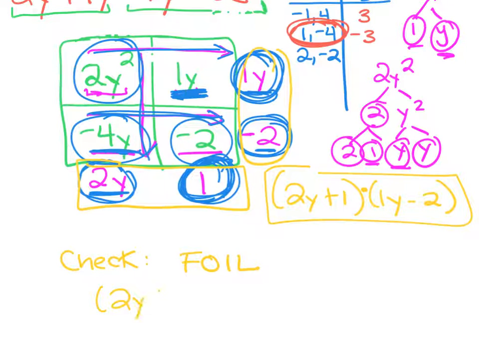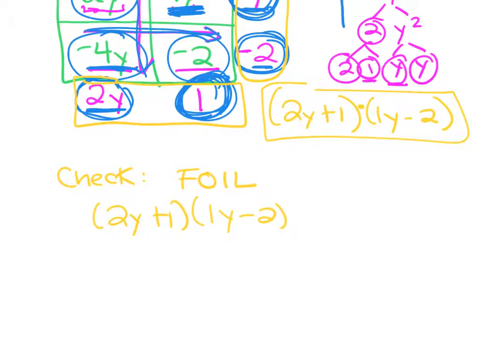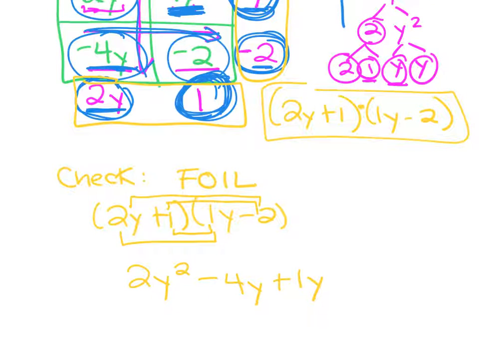If I take 2y plus 1 and 1y minus 2, and I FOIL that out, we can go first. So 2y times 1y is 2y squared. Outer, 2y times negative 2 is negative 4y. My inner product, 1 times 1y, is positive 1y. And then my last terms are positive 1 times negative 2, which is negative 2. Now, if I combine these middle terms, 2y squared, negative 4y plus y is negative 3y, and then we end up with a minus 2 on the end.